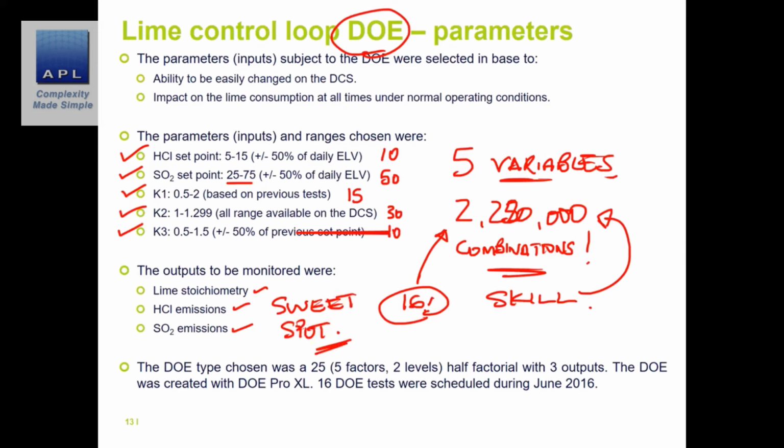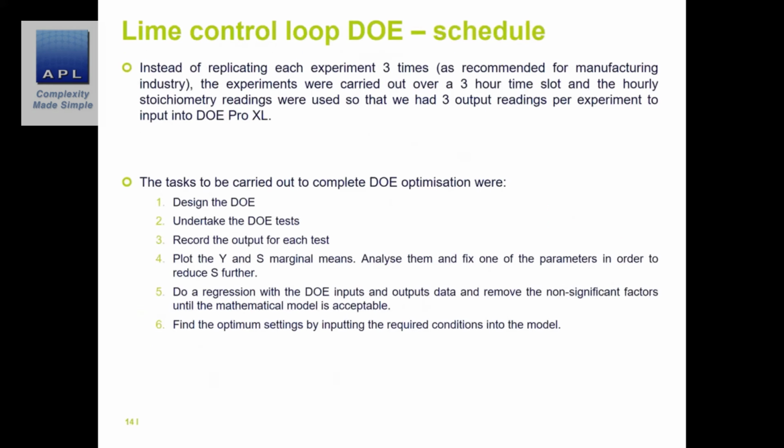Imagine trying to do this as a skilled engineer. This is impossible to do off the top of your head. And yet this is how engineers think they can do it. It's not possible. Use an experiment, let the maths do the work, and the maths will find the best settings for you. So let's take a look at those 16 trials. So this is the process that we're going through. We're going to design an experiment, and we're going to take a look at the mathematics.